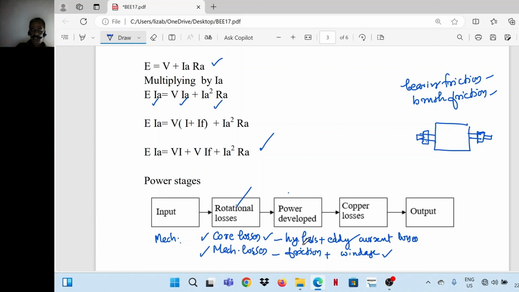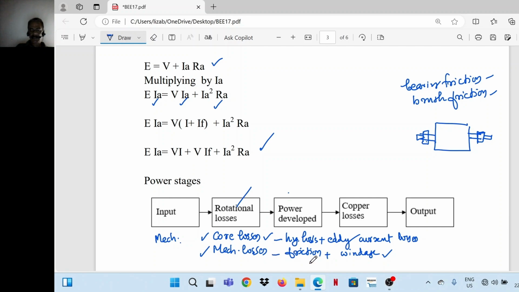Core losses, you know it, that is hysteresis loss and eddy current loss happening in the armature because the armature is rotating in the magnetic field produced by the field poles. Core losses happening in the field poles can be neglected. Most of the cases it is neglected. Only a very small amount of core losses is happening in the field poles, mainly in the armature.